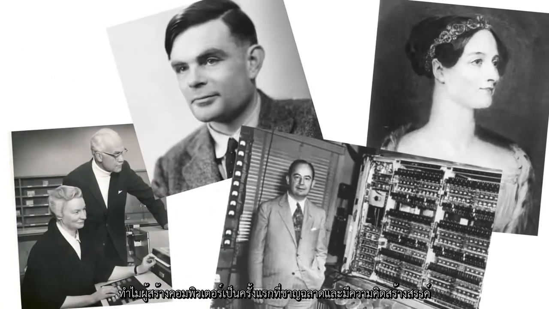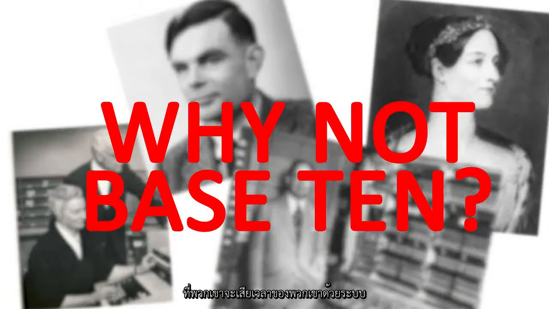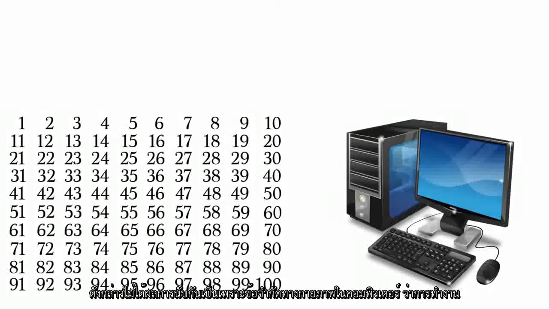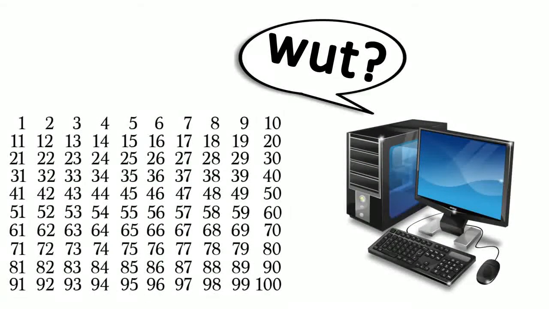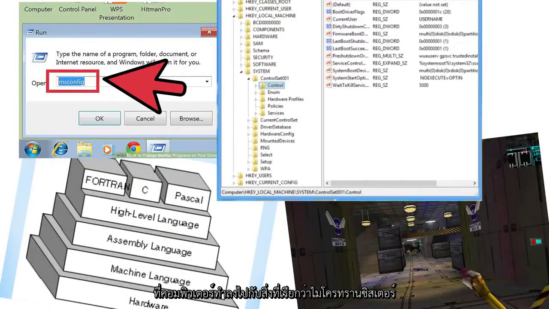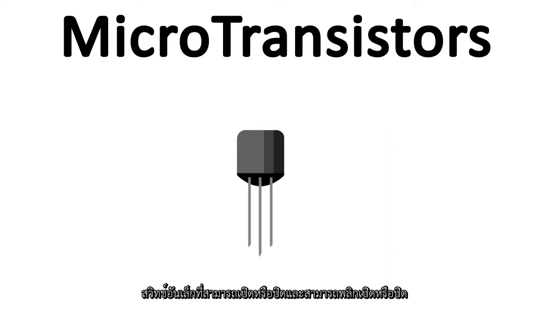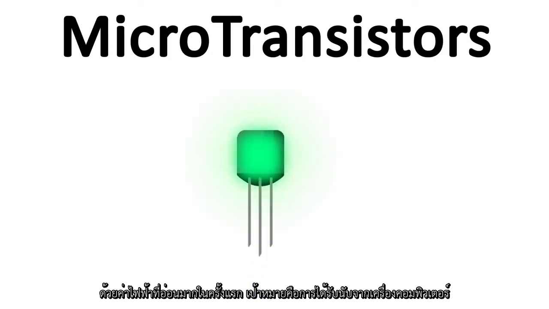Why did the first computer creators, as wise and intelligent as they are, waste their time with such an ineffective system of counting? Well, it's because of a physical limitation on how computers work. Everything a computer does comes down to what's known as microtransistors. Simple, tiny, eensy-beensy little switches that can either be on or off and can be flipped on or off with a very weak electrical charge.